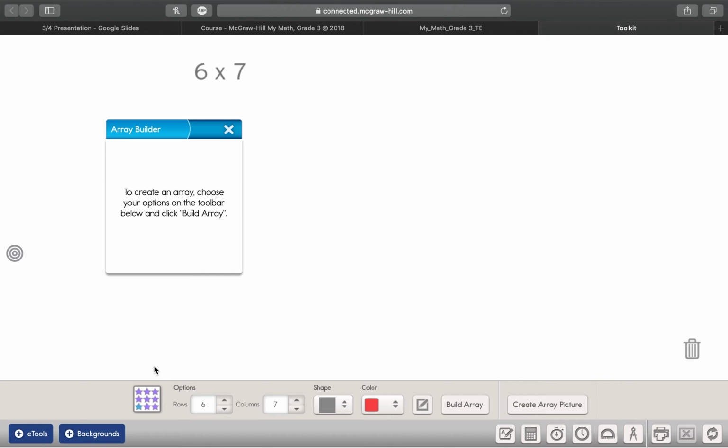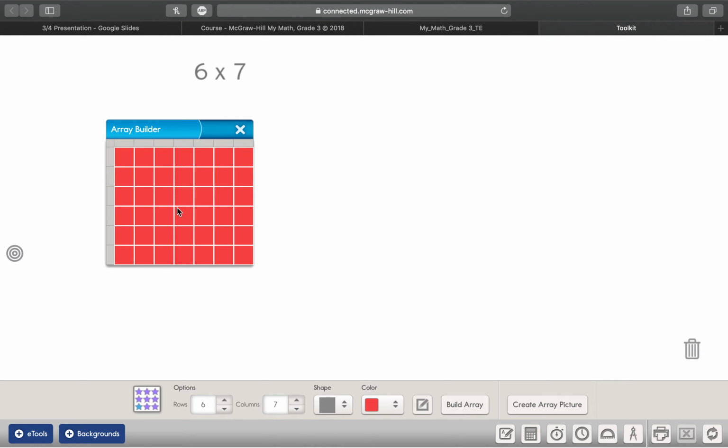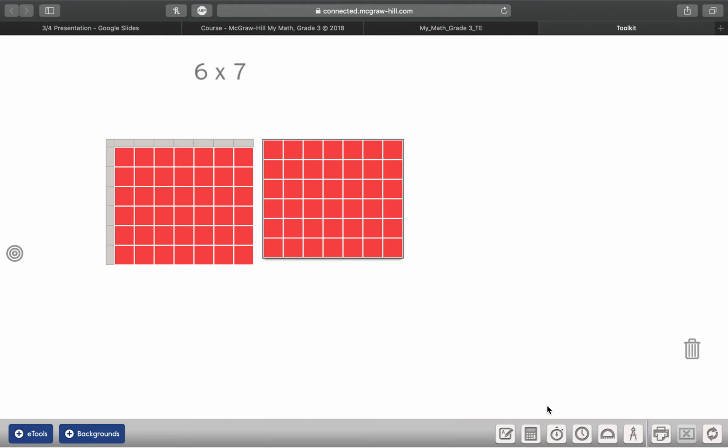6 times 7. Well, before I even begin, I'm going to model it in an array. The way that I make an array here is I just have to put 6 rows, 7 columns. I could also do 7 rows and 6 columns, because of the commutative property of multiplication. I could put it either way, it doesn't matter. But I'm just going to do 6 rows, 7 columns, and I'm going to push build. So now I have this array right here. I'm going to just make a picture of that.